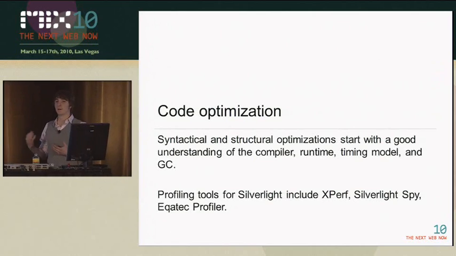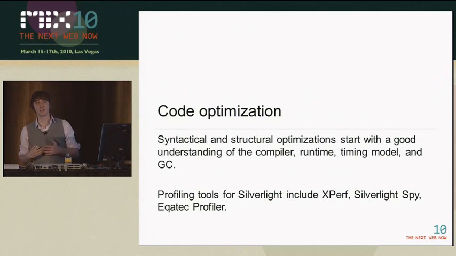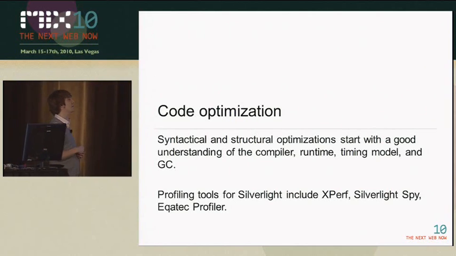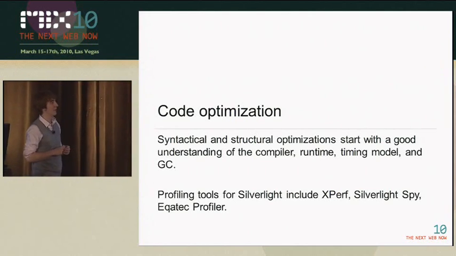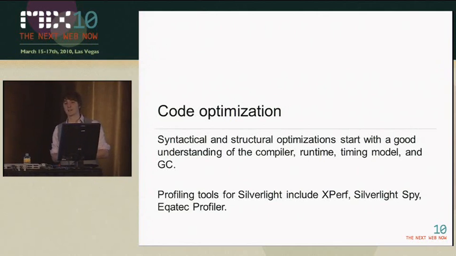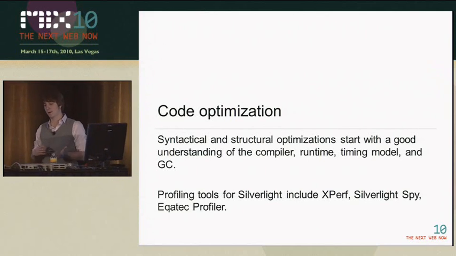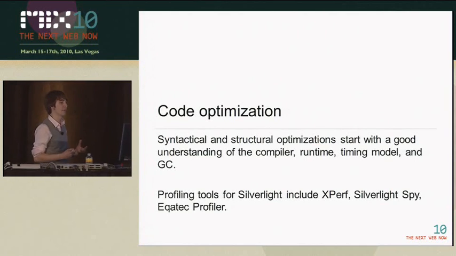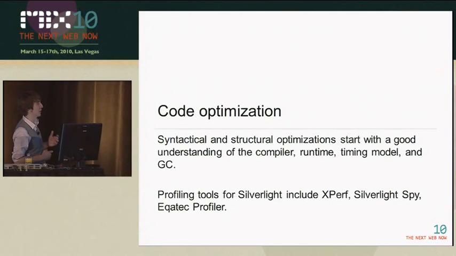Code optimization means digging deep. You want to know how your compiler works as much as possible. You need to know the limitations of your runtime, what's going to get JITted, what isn't, what's managed code, what isn't, knowing how the timing model works, and knowing when your GC is going to kick in and when it's going to run, when it's going to slow things down, and trying to work around those things.